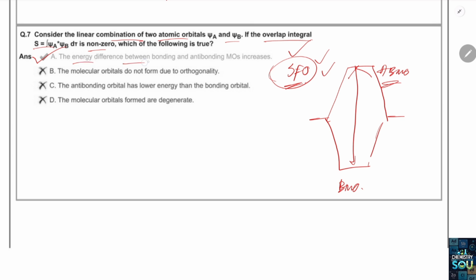The energy difference between the bonding and anti-bonding molecular orbital increases. The molecular orbitals do not form due to orthogonality? That is not true, molecular orbitals are formed. The anti-bonding orbital has lower energy? No, that is not true. The anti-bonding orbital always has higher energy than the bonding. The molecular orbitals formed are degenerate? That is not true. So option A is correct.